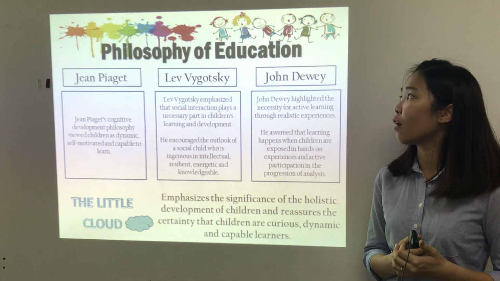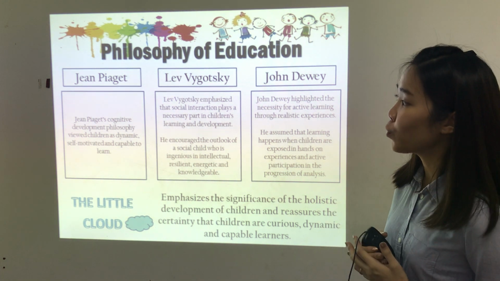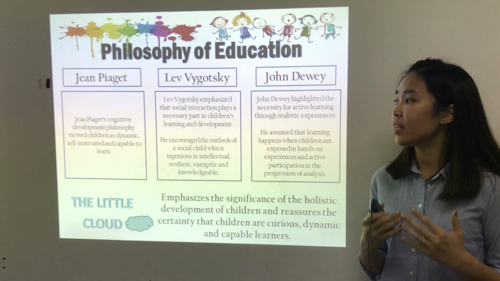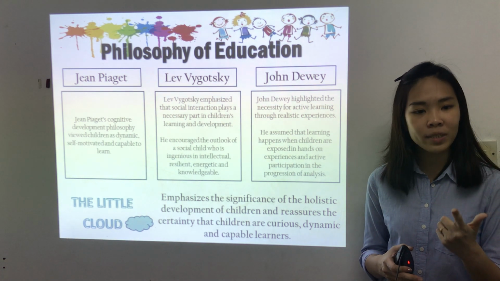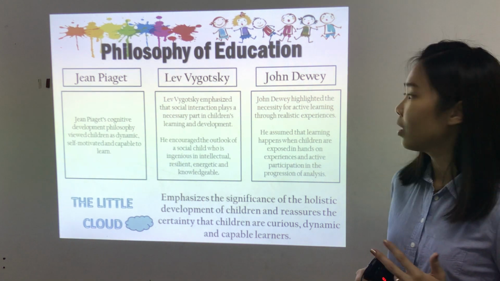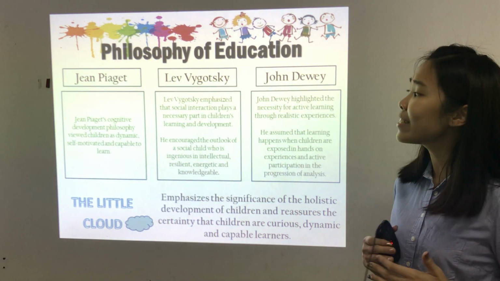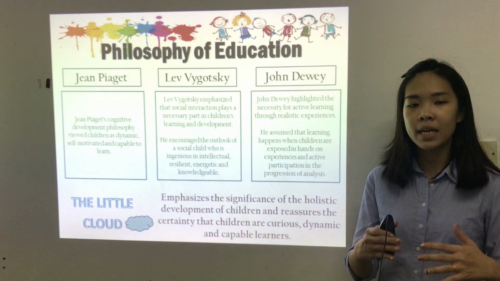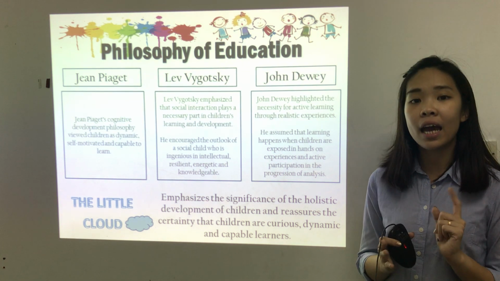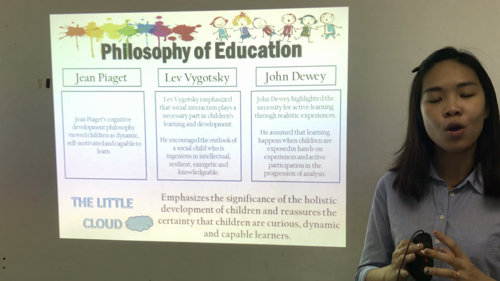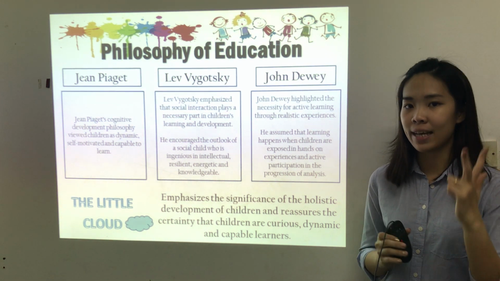These are the philosophies of education that have been introduced. The first one, Jean Piaget's cognitive development philosophy, viewed children as dynamic, self-motivated, and capable to learn. The second philosopher, Lev Vygotsky. Lev Vygotsky emphasized that social interaction plays a very important and necessary part in children's learning and development. He encouraged the outlook of a social child who is ingenious in intellect, resilient, energetic, as well as knowledgeable.